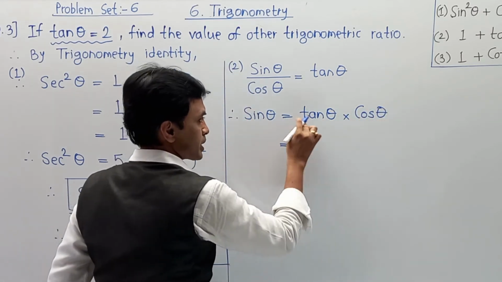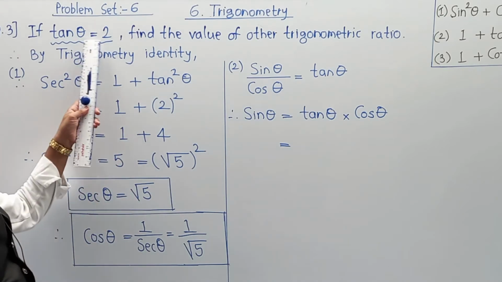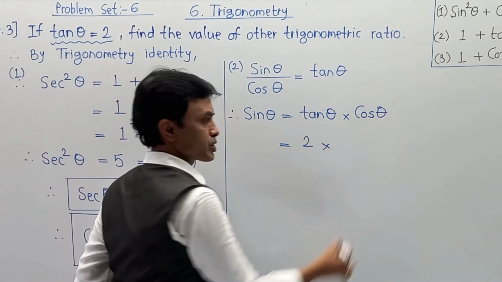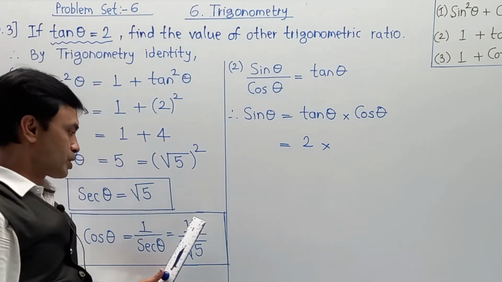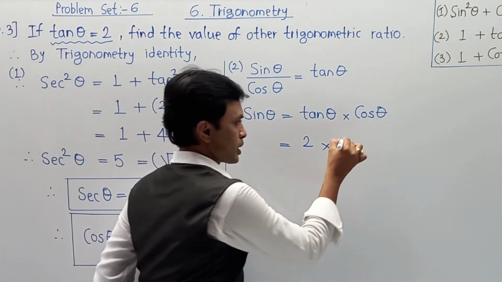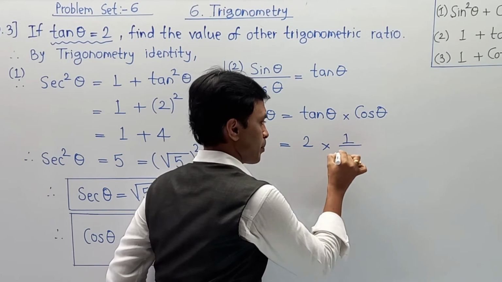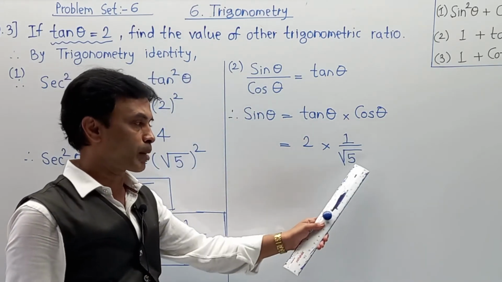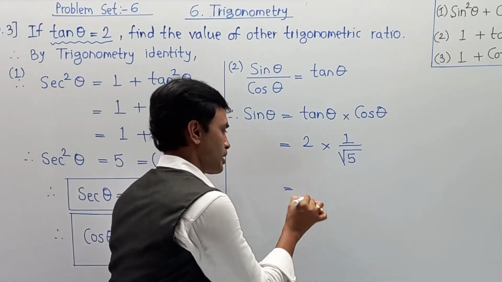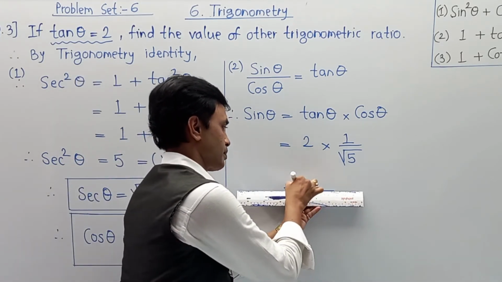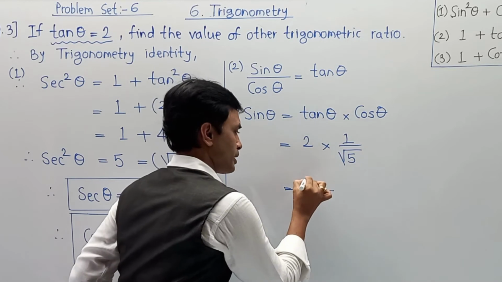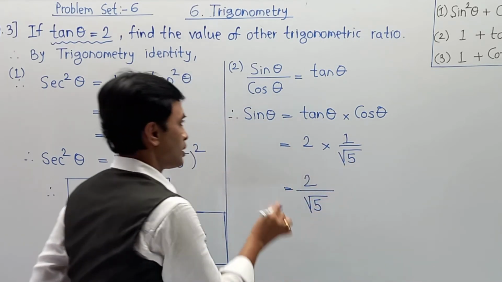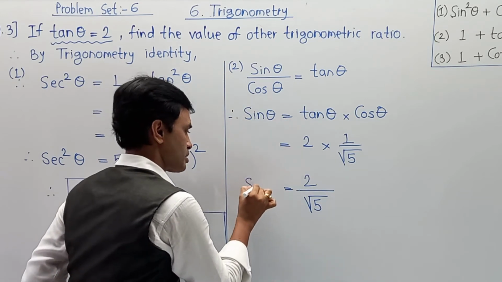After simplification, this tan theta value is nothing but 2, given by them. So this value becomes 2 into cos theta. Cos theta value is 1 upon root 5. So that value is 1 upon root 5. Naturally, 2 into 1 upon root 5, this answer becomes 2 into 1, that is 2, divided by root 5 as usual. So this value is nothing but sin theta.